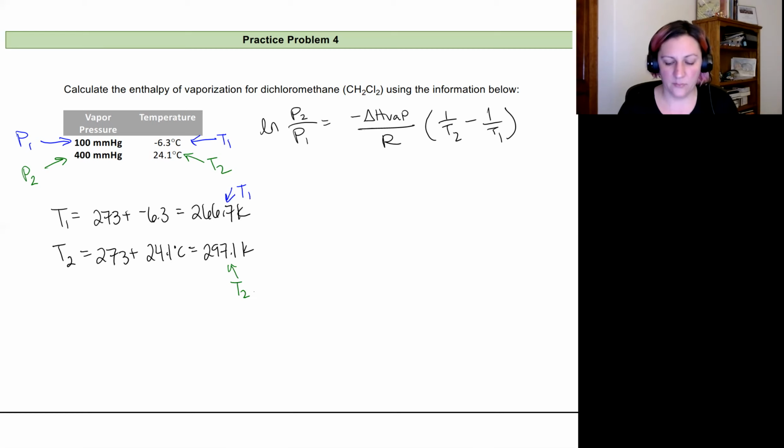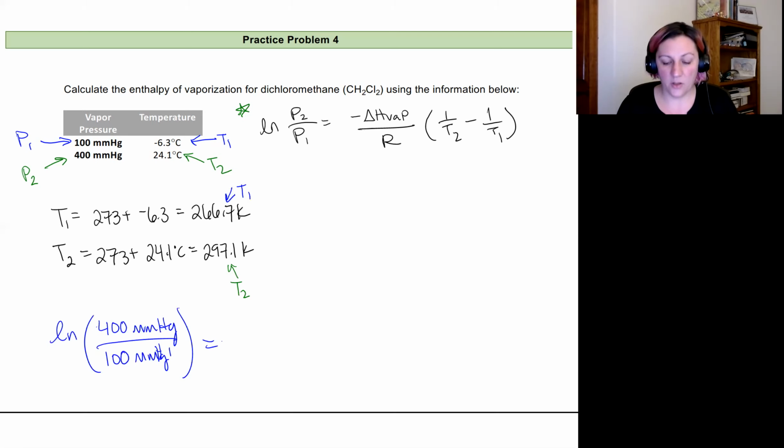rather than the values that were given. And what I'm going to do with them is I'm just going to plug them into our Clausius-Clapeyron equation that I've written out right here. And that's basically it. So let's go ahead and do that. So I'll do this down here. So I'll have the natural log of my second pressure over my first pressure. So that's going to be my 400 millimeters of mercury, all divided by my 100 millimeters of mercury. Forgot the H.